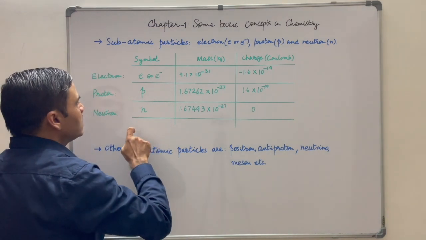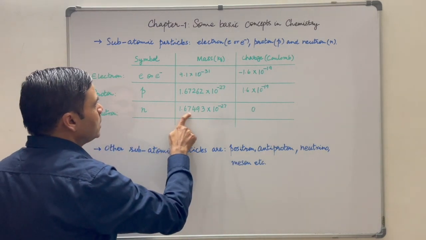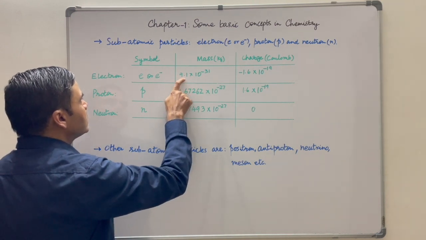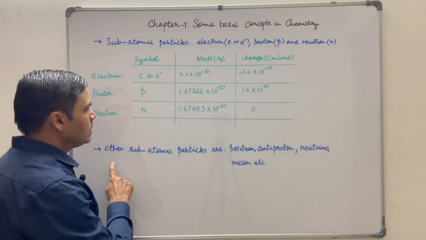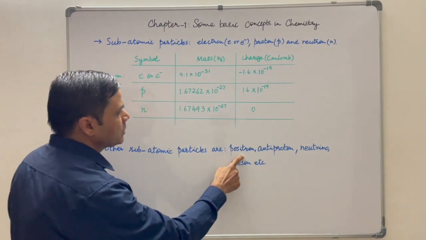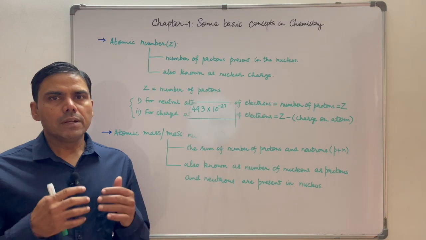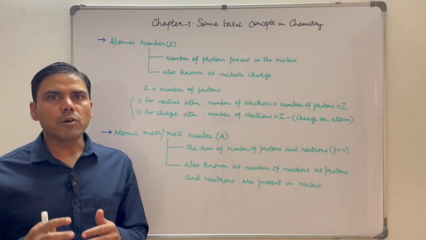You may notice that heaviest is neutron. Neutron is slightly heavier than proton and lightest is electron. Other subatomic particles are positron, antiproton, neutrino, meson, etc. Now we will see atomic number and atomic mass.